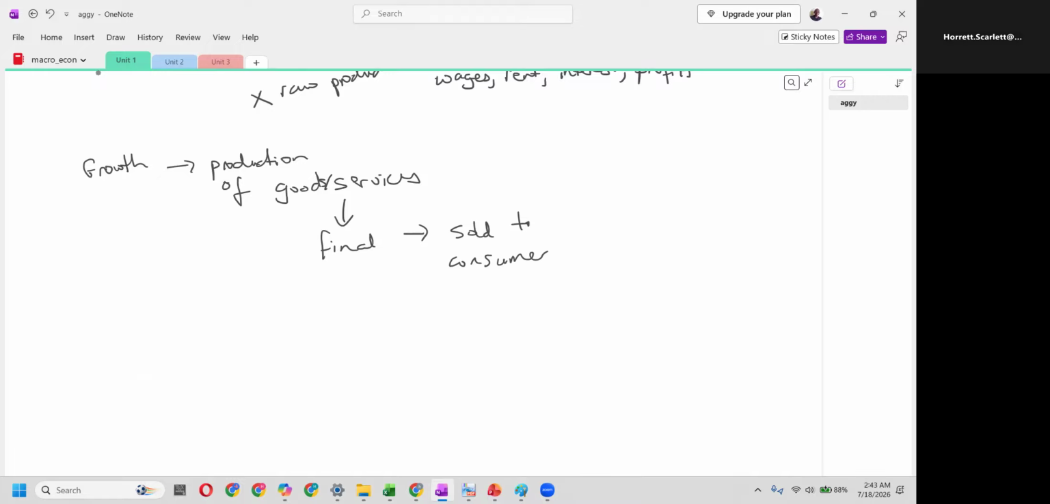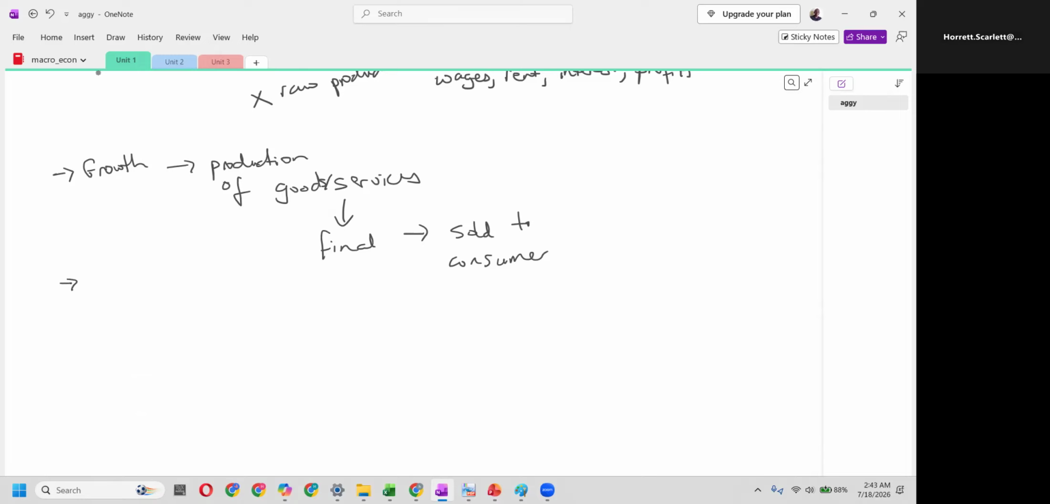So that's what we're looking at. And we want to ask ourselves, for a given economy, is the economy growing or is it stagnating? In other words, are we producing more goods and services which can be offered to the marketplace? That's one of the problems which we want to grapple with from a macro level.